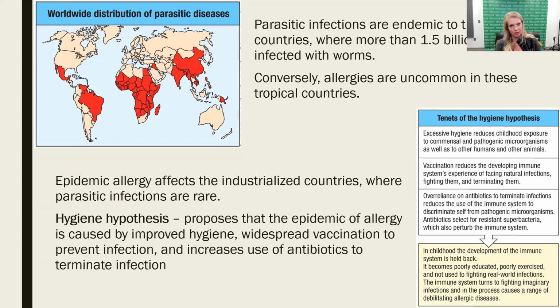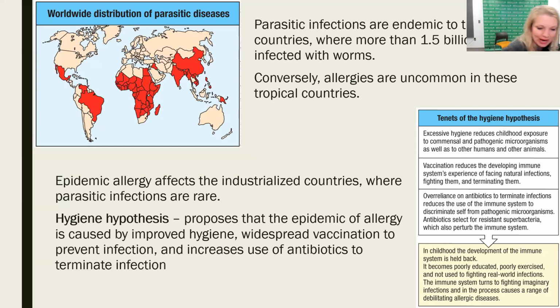And many people in the world, like 1.5 or more, 2 billion people are infected with worms. And we don't see allergies in these countries. These countries don't have the epidemic of allergy that we see in the more industrialized or the northern countries and southern countries outside of the tropics. So this brings up this interesting hypothesis called the hygiene hypothesis. Maybe you've heard of it before, but here are the big things that go along with the hygiene hypothesis.